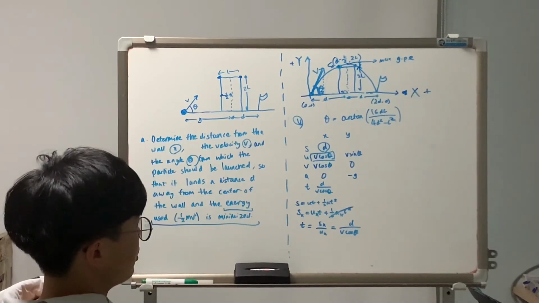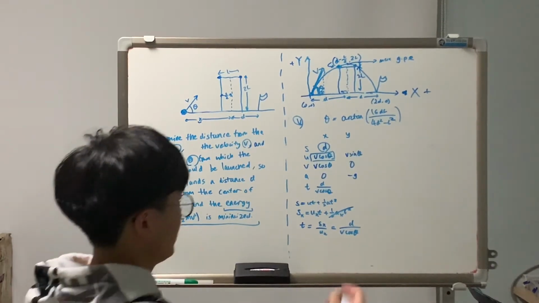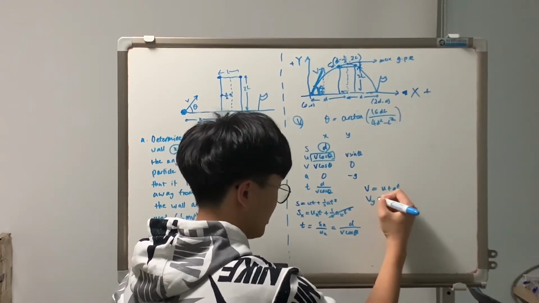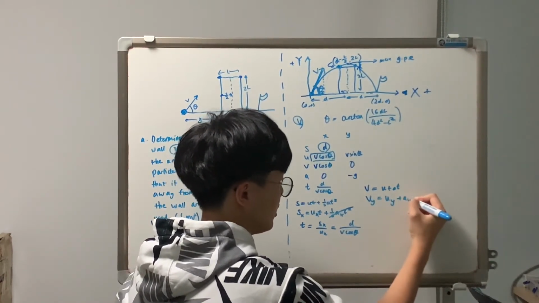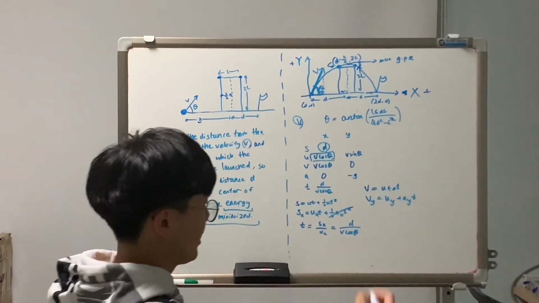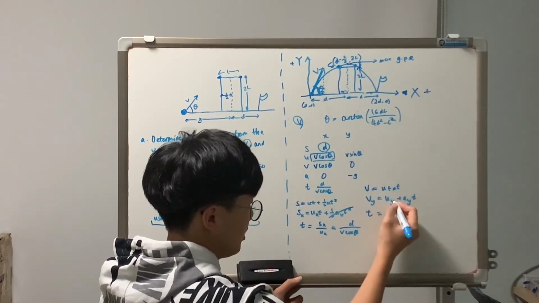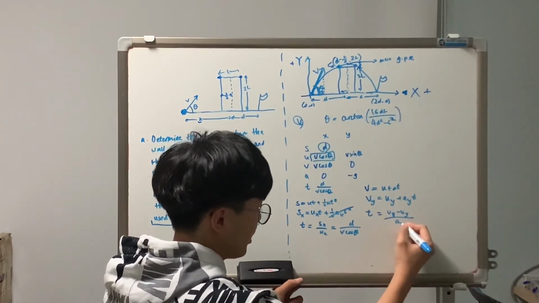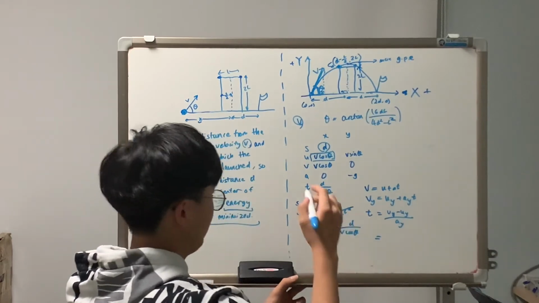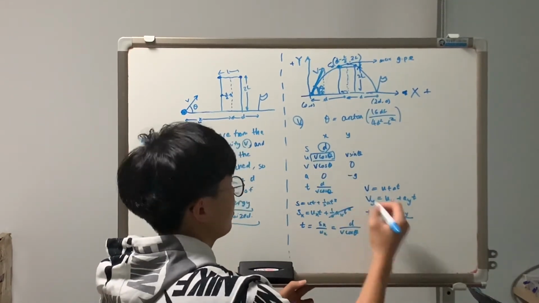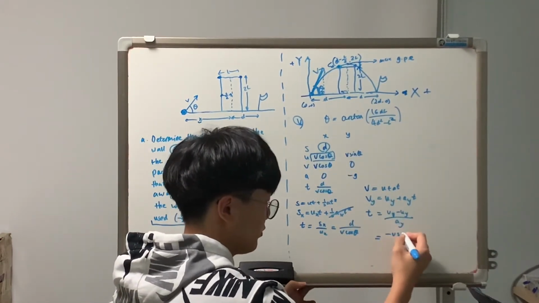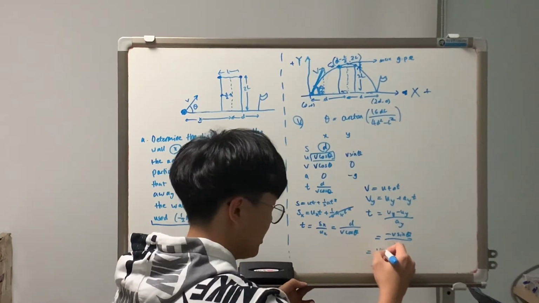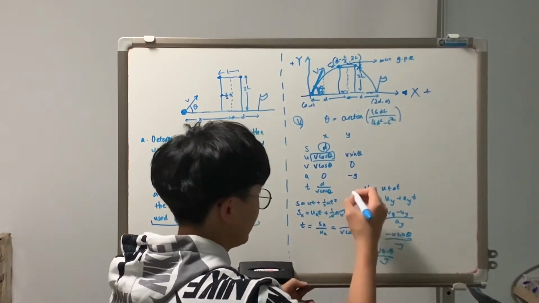However, we could use v is equal to u plus at, so vy would be equal to uy plus ayt. When we rearrange this, we get t is equal to (vy minus uy) divided by ay. vy we said was 0, so 0 minus v sine theta over ay, which is minus g. So we get v sine theta over g as t here.